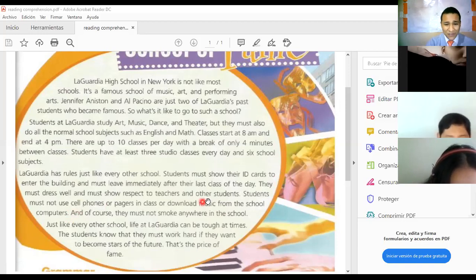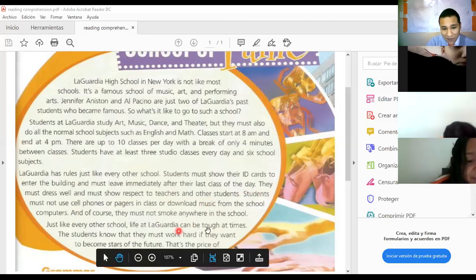Okay, okay. Stop, Stephanie. You are here, Stephanie. You are in paragraph number 3, not in paragraph number 4. Estás aquí, no aquí. Okay, don't worry, Stephanie. I'm gonna read, okay? Thank you, Stephanie, thank you.